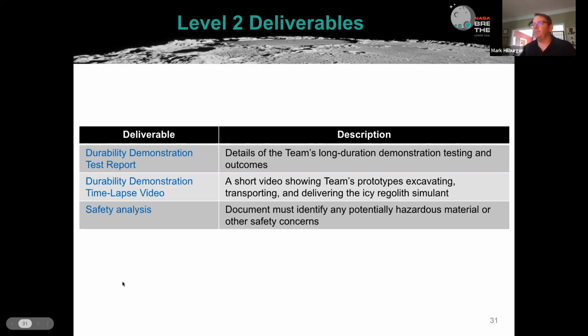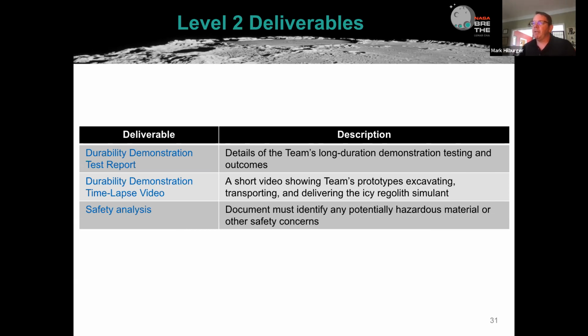Next slide, please. So level 2 is a very large part of this competition, obviously. We have the durability demonstration activity in here, and the deliverables will then include the actual test report based on that demonstration that details the results and what came out of the test, as well as a durability demonstration time-lapse video showing the team's prototypes excavating, transporting, and delivering the icy regolith.